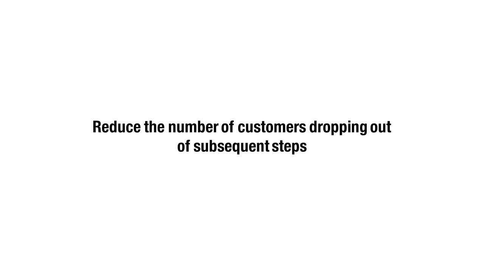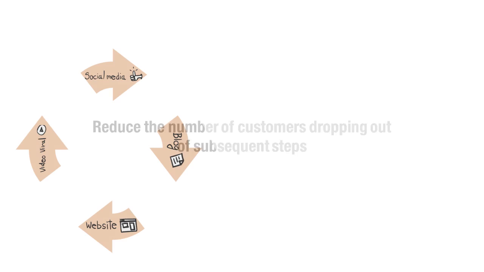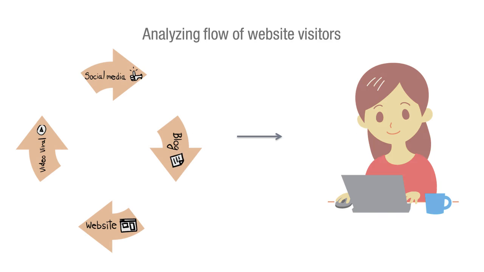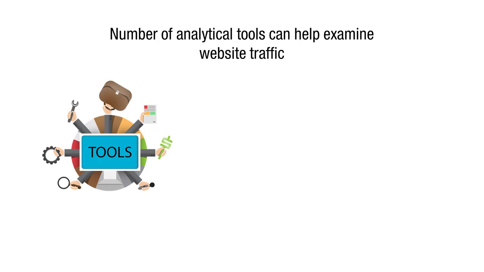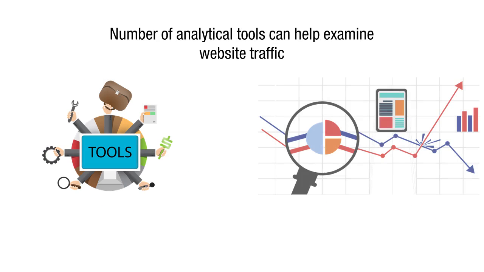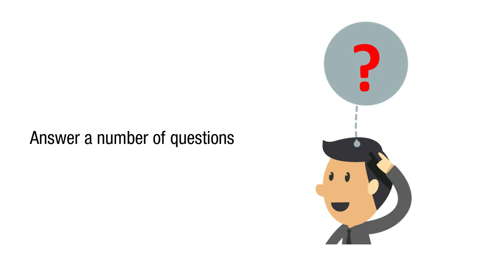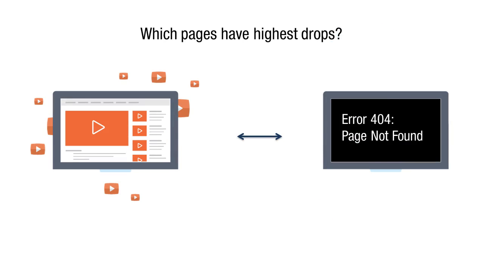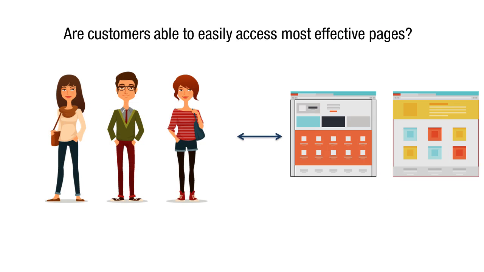Reduce the number of customers dropping out of subsequent steps. This increases the conversion rate and can be achieved by analyzing the flow of website visitors. There are a number of analytical tools that can help a company examine its website traffic in multiple ways and answer a number of questions, such as the following. Which pages have the highest drops? Are customers able to easily access the most effective pages? For example, pages on testimonials and product features.